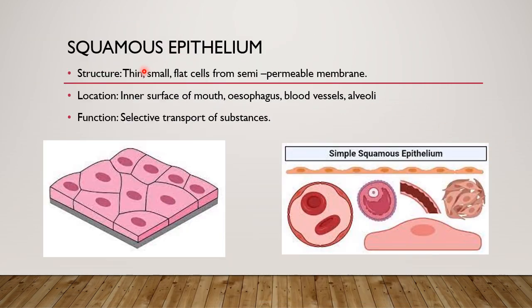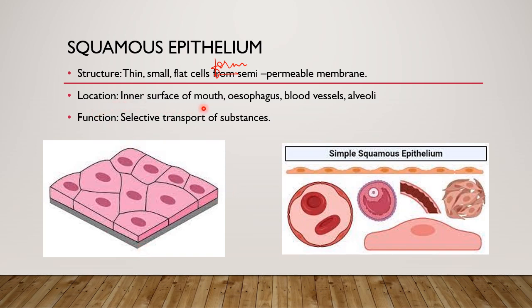Then the next is squamous epithelium. The structure, you can see they are thin, small, flat cells, which form the semi-permeable membrane. When I say semi-permeable membrane, it means it does not allow all the materials to pass through it, but only allows the selective ones which are useful for the body to pass through it. So that is why they are called semi-permeable membrane. So see the structure, they are thin, they are small, and they are flat cells.